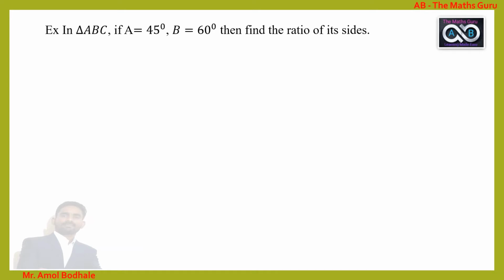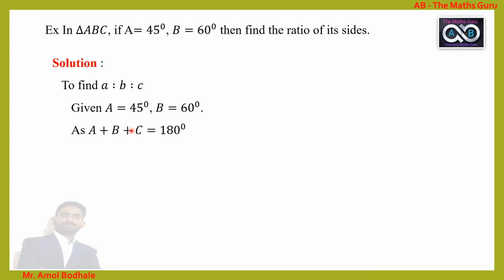Let's see the next example. In triangle ABC, angle A equal to 45 degree, angle B equal to 60 degree, then find the ratio of its sides. So here we are given angles A and B, and we have to find the ratio of its sides, that is small a is to b is to c. We are given only two angles, so we can calculate the remaining angle by using A plus B plus C is 180. So we put the values of angle A and angle B, and we get C is equal to 180 minus 45 plus 60, that is 105 degree. So we get C equal to 75 degree.